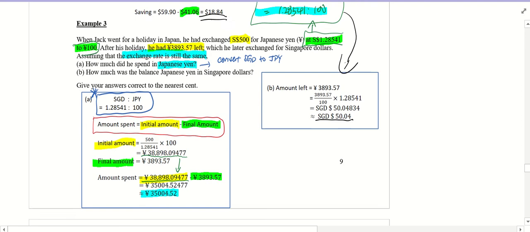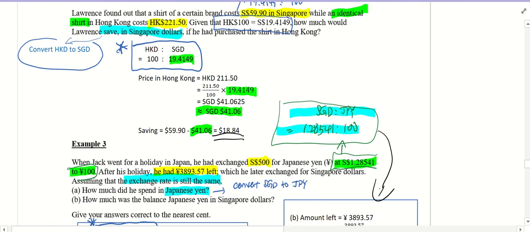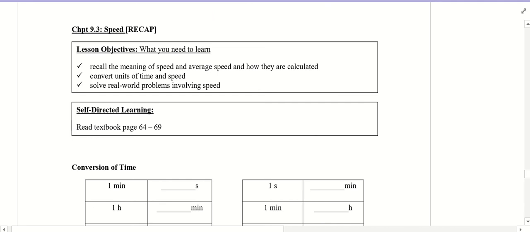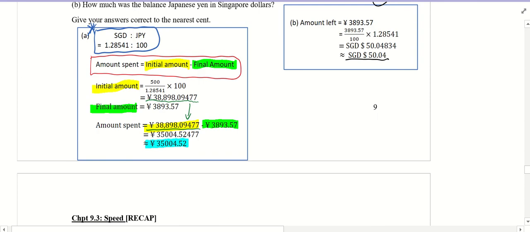All right, so we are done with this part on exchange rate. I hope you find this interesting. Next lesson, we will do speed, distance, and time, which, since it says recap here, means you must have learned this somewhere.